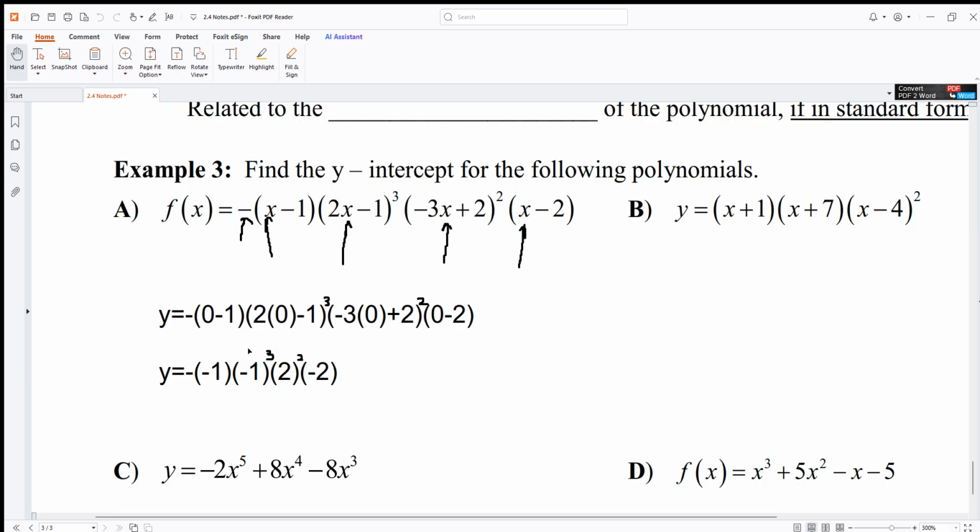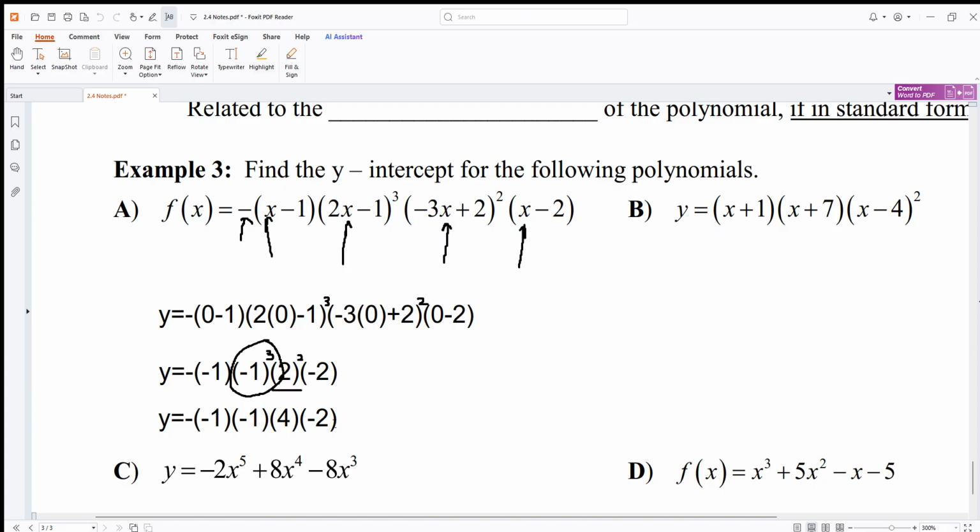All right. PEMDAS then says that you need to do any exponents before multiplication, order of operations. So I'd say, okay, -1 to the third, well, that's -1 times -1 times -1, which is just -1. So we get y equals that negative times (-1 to the third, which is just -1). Now our next thing is that we have 2 squared, and 2 squared is 4, times -2.